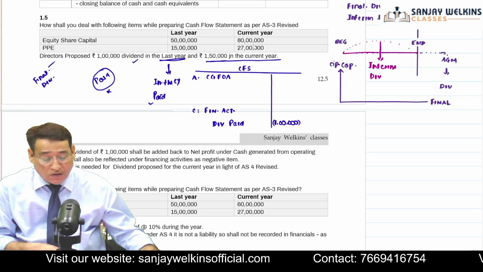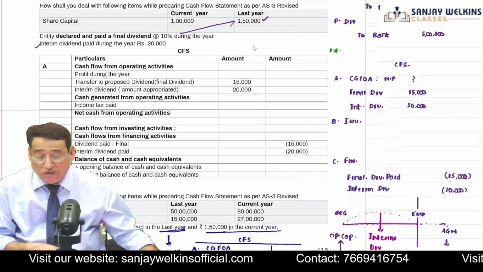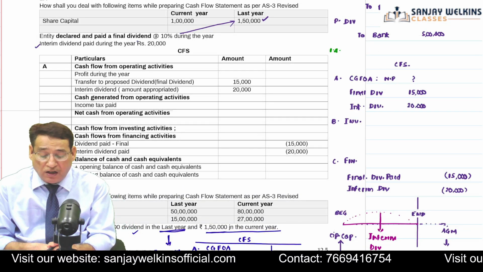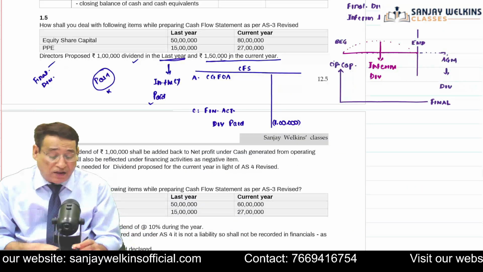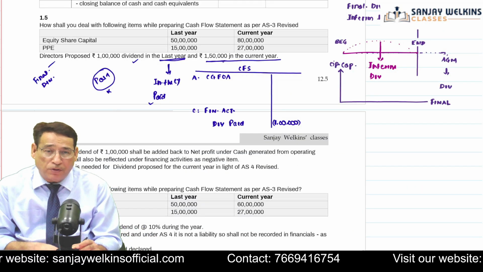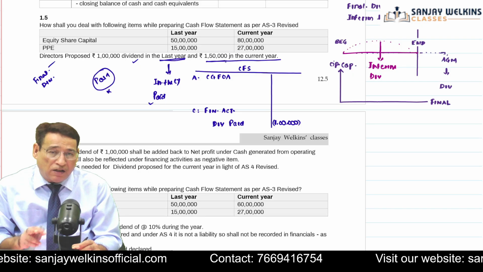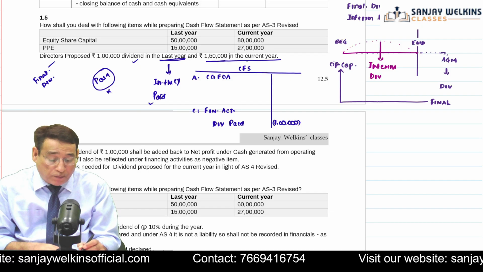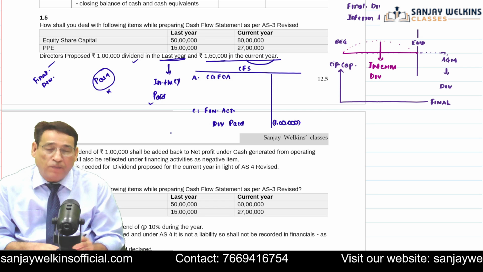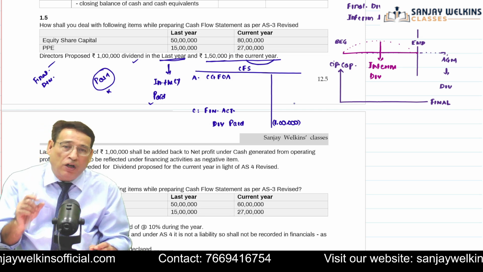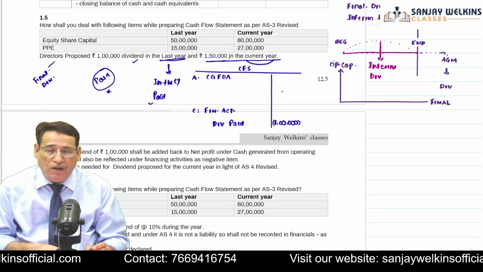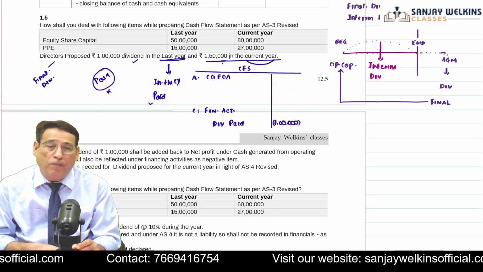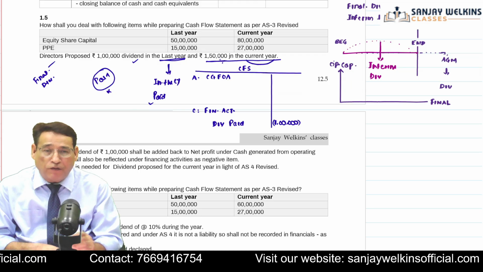Now here also, in the last question which we did, it was written that the entity declared and paid a final dividend. Now here it is written that the dividend has been just proposed. So when it is written in the question that a dividend has been proposed, I am talking about the current year. If it is given only that the dividend is proposed in the current year, and the word paid is not given, in that case, no treatment will be done with respect to 1,50,000.